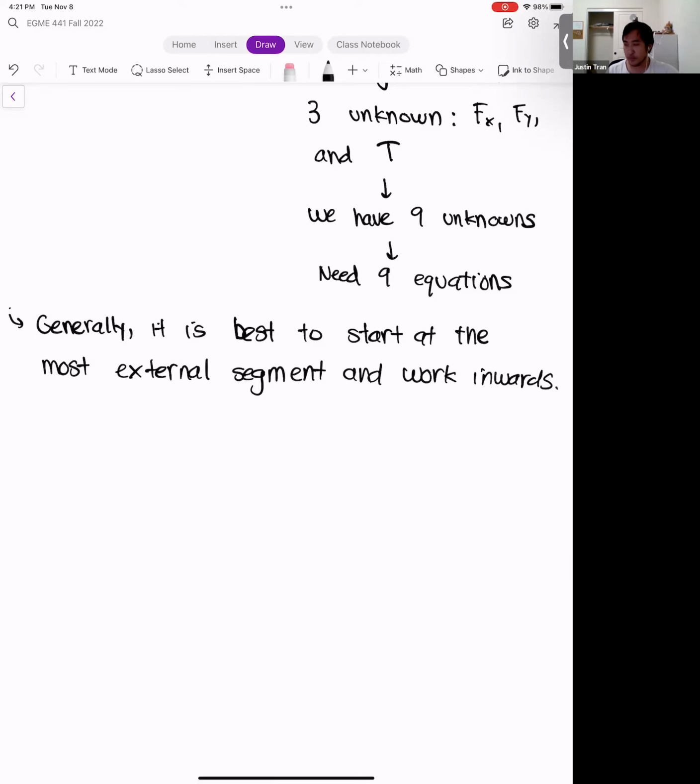The reason for this is that generally, the most external segments are going to be the ones that are interacting with the outside world. And so you're going to have some measure of external forces that are measured on those external segments.